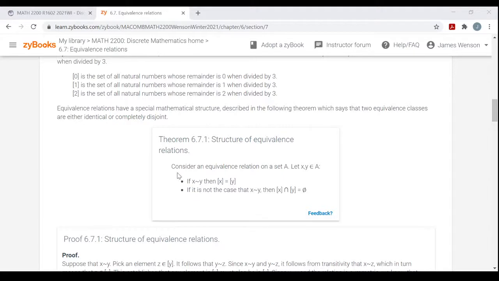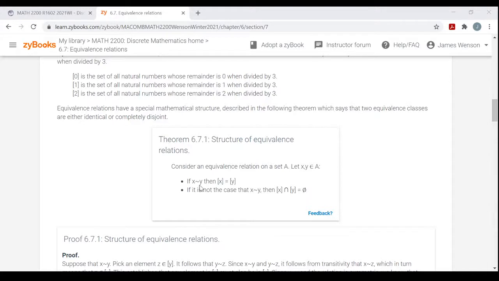So they say, consider an equivalence relation on a set A, and suppose we have 2 elements that belong to A. If X is related to Y, or equivalent to Y, then as I was saying on the page I wrote up earlier, the equivalence class for X will be the same set as the equivalence class for Y, because they're related.